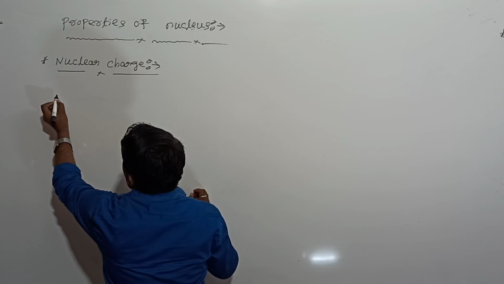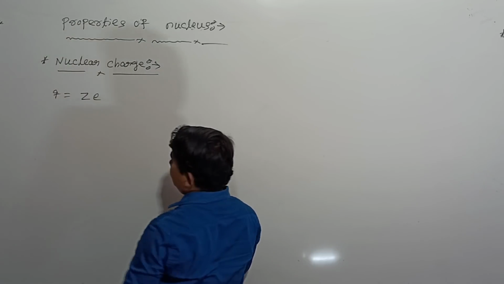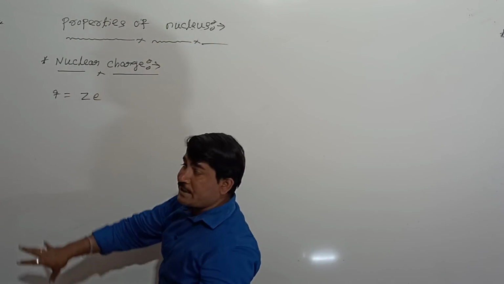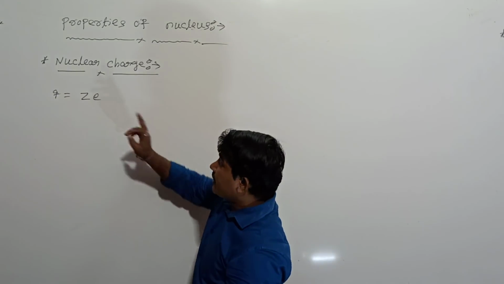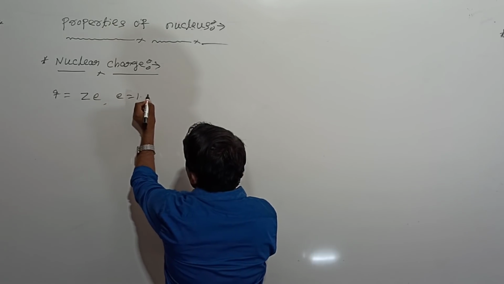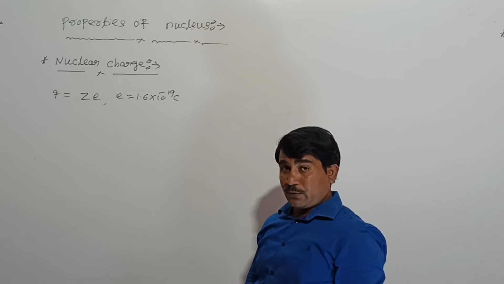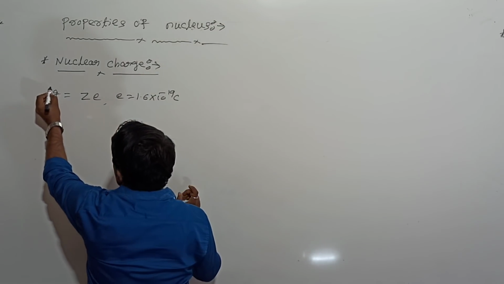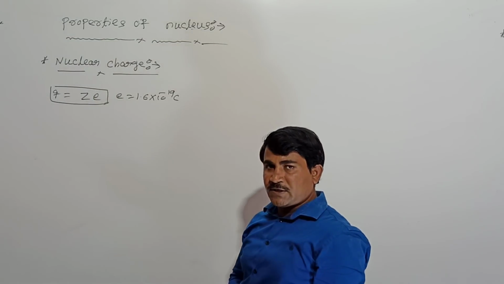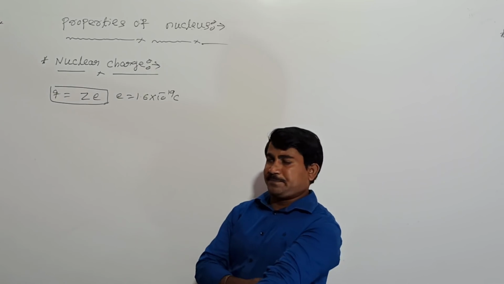So, generally, see here, Q equal to Z into e. What is Z? Number of protons present inside the nucleus. And what is e? Charge of electron. What is the charge of electron? Charge of electron equal to 1.6 into 10 raised to minus 19 coulomb. So, the total charge of the nucleus can be represented as Q equal to Z into e. Where Z represents number of protons, e represents magnitude of charge, that is magnitude of charge of the proton.